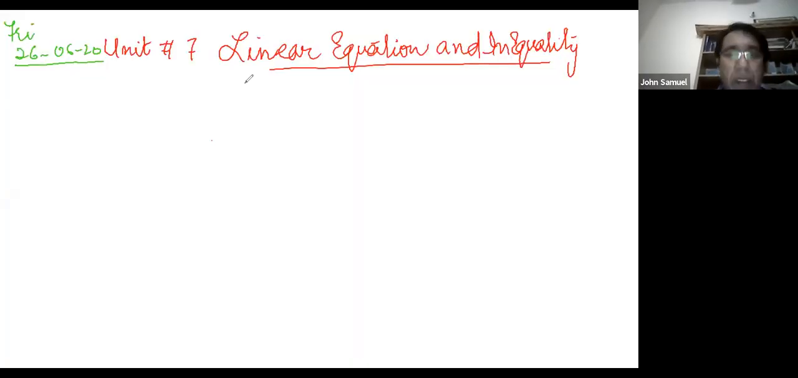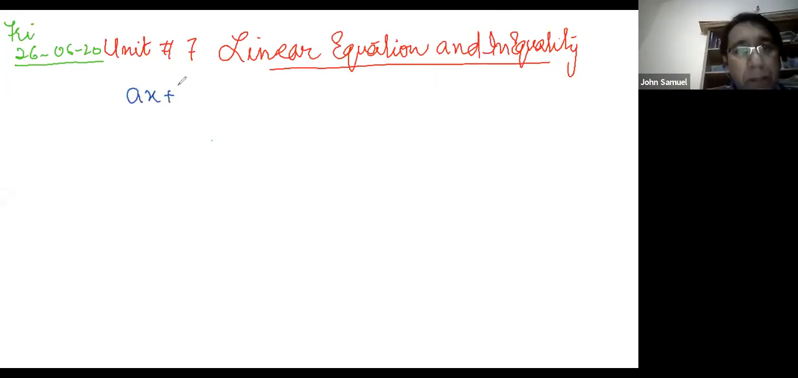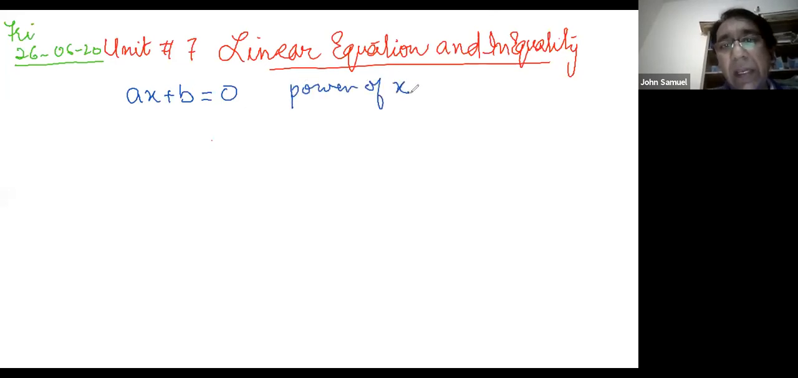Look at the board once again, my dear students. Ax plus b is equal to 0. This is linear equation. How could we say this is linear equation? Look at the power of x. The power of x is 1. So due to this one power, we say it is linear equation.